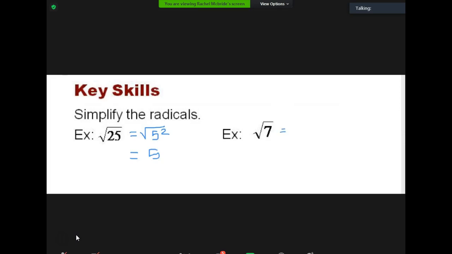Seven is prime, so the only numbers that multiply to 7 are 1 and 7. So the square root of 7 cannot be simplified. It is in simplest form.